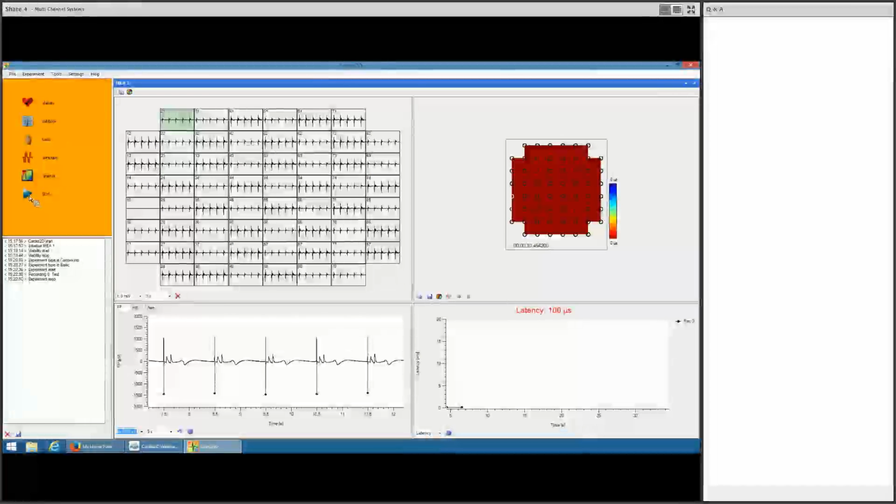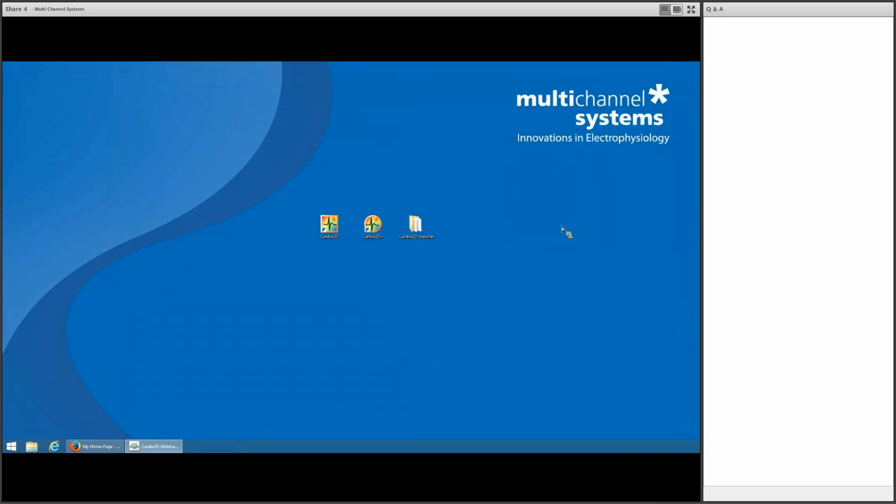So I stop the recording here, and now I'm going to close the data acquisition module. And the next step is Cardio2D Plus. Cardio2D Plus is the analysis tool that comes with Cardio2D.